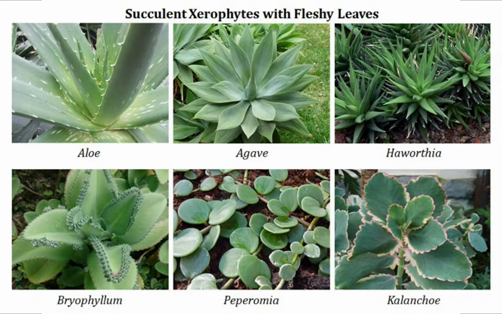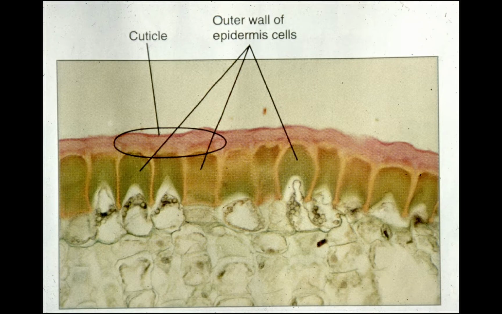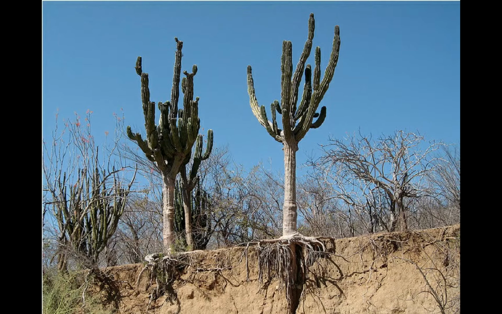They have very small leaves. Their stomata are sunken. They have very, very thick cuticles to prevent desiccation, which is the drying out of the plant. And they have a very, very well-developed root system that is able to penetrate deep underground where the plant can have some access to water.